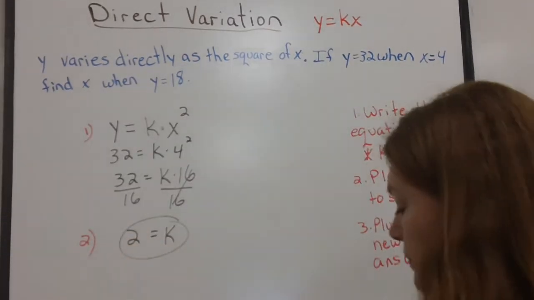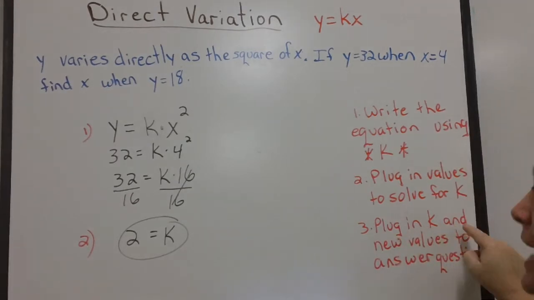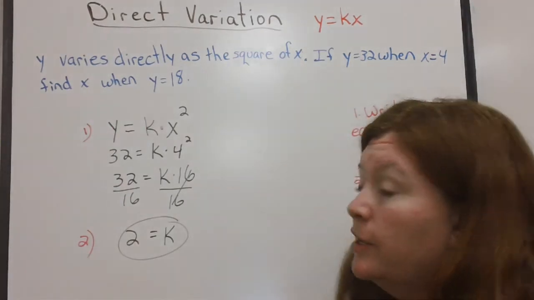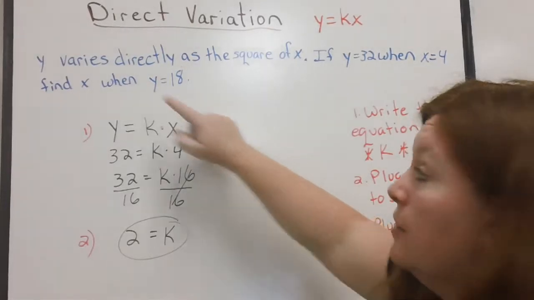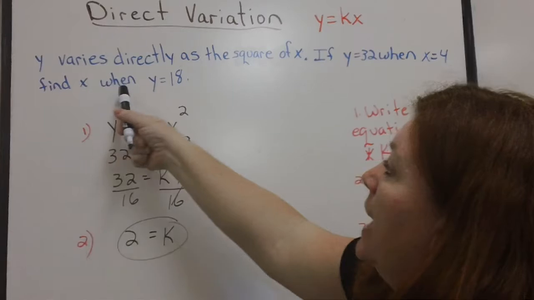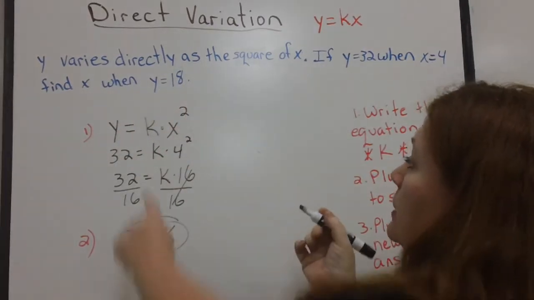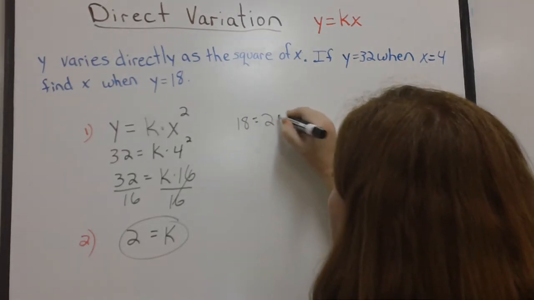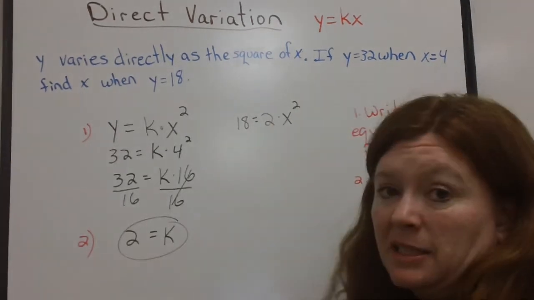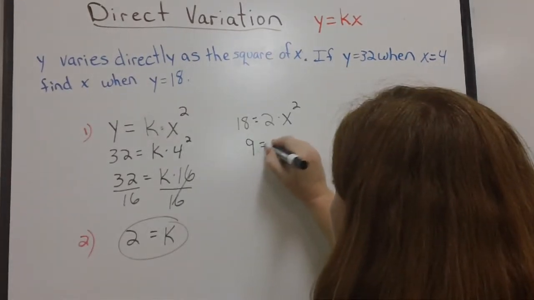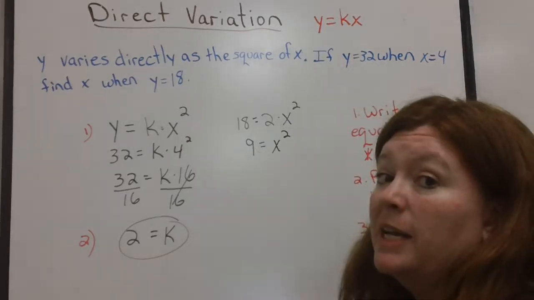Now I need step 3. All right, step 3 says plug in k and the new values to answer the question. Plug them in where? This is why step 1 is very important. That is my equation that applies to all of this. I know what k is. It says find x when y is 18. All right, y is 18, k is 2, and I'm looking for x. I'm going to divide both sides by 2. And I found x squared.